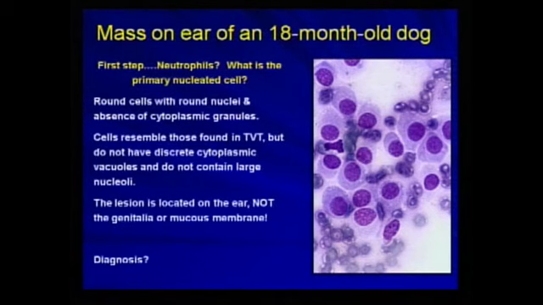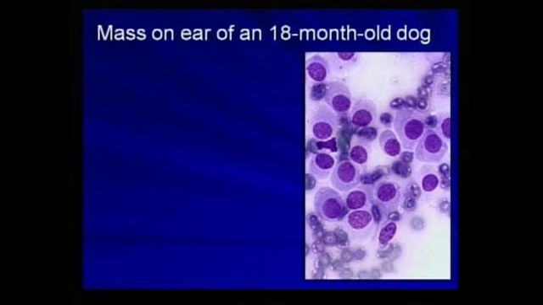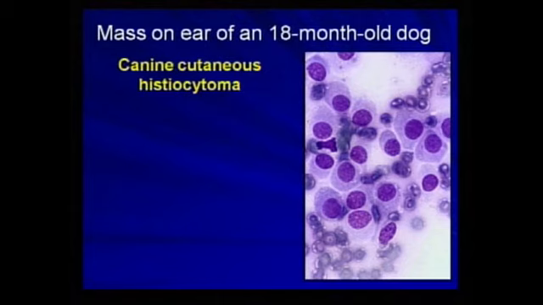And it's from the ear, so we're not thinking about TVT. What is your diagnosis? Just a little higher magnification. This is a histiocytoma. It is a young dog. It is on the skin. One thing I would like to see here, which I don't, is indented nuclei, but I bet if we traveled around the slide a little more, we probably could.